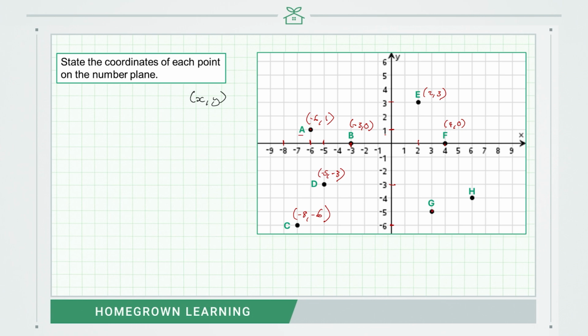If we look at G, we have it intersecting on y as -5 and x as 3. The x comes first, so it's going to be 3 and then -5. And then for H, we have intersecting on x is going to be 6, and on y is going to be -4. Alright? So that's a really basic rundown of how you do this skill.